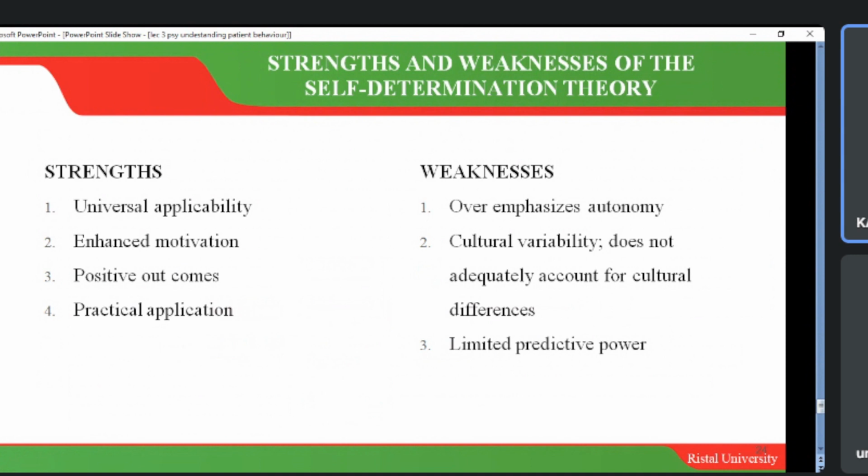And then another strength is that it can be applied practically. We can perform experiments. We can do particular studies regarding this theory. That's a strength.